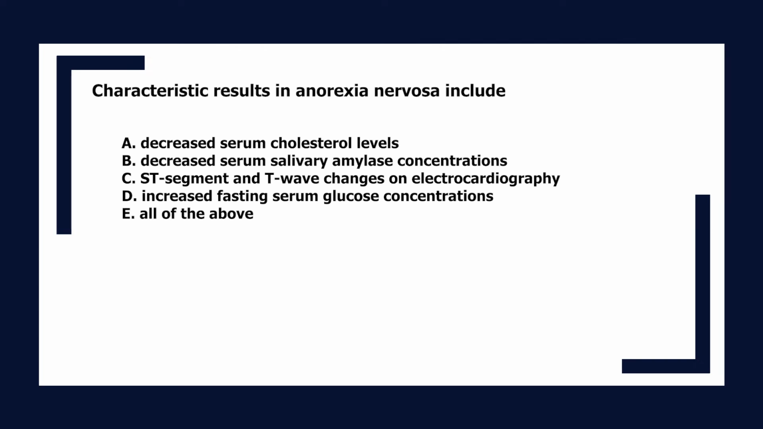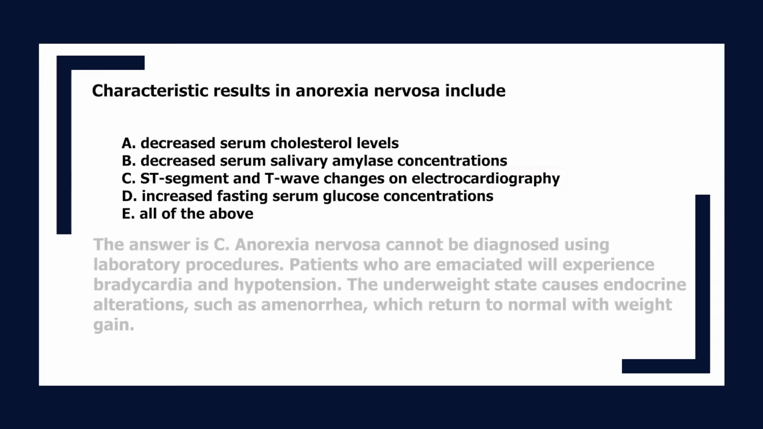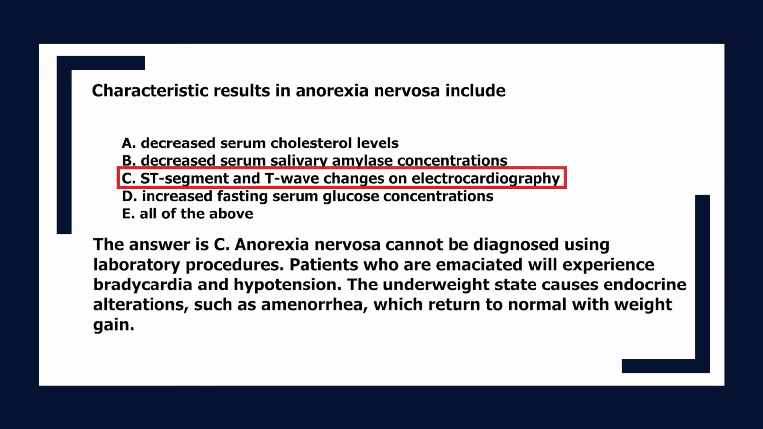Characteristic results in anorexia nervosa include A. Decreased serum cholesterol levels. B. Decreased serum salivary amylase concentrations. C. ST segment and T wave changes on electrocardiography. D. Increased fasting serum glucose concentrations. E. All of the above. The answer is C. Anorexia nervosa cannot be diagnosed using laboratory procedures. Patients who are emaciated will experience bradycardia and hypotension. The underweight state causes endocrine alterations, such as amenorrhea, which return to normal with weight gain.